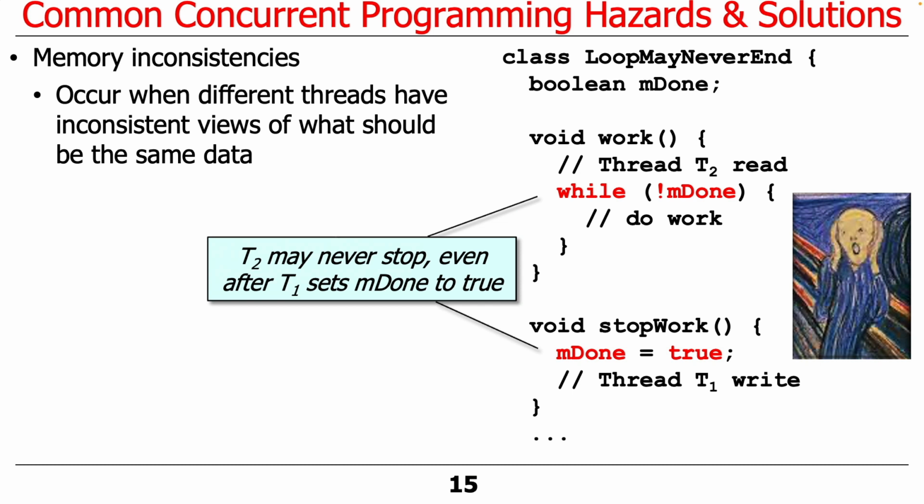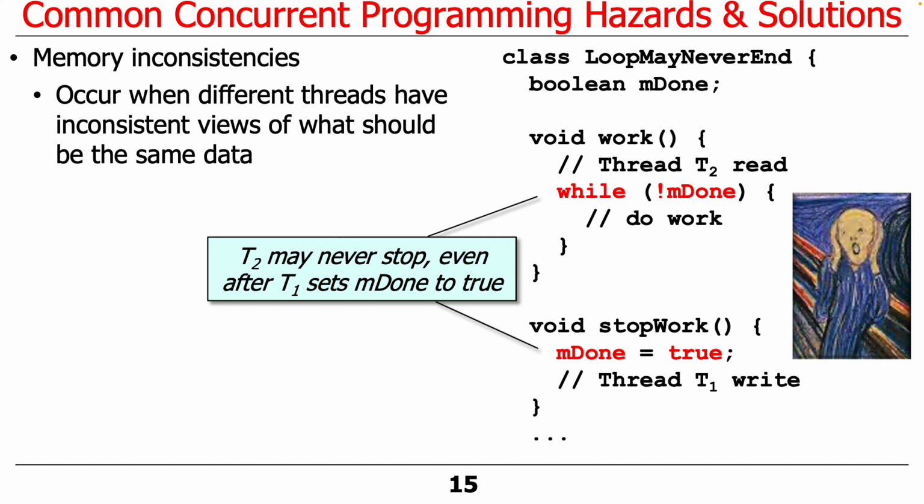So imagine that we've got two threads, thread T1 and thread T2, and imagine that they're up and running, and thread T2 is looping, doing some work, while mDone is false, because we want to keep going while we're not done, right? And so it'll just keep looping, doing work. Down here, thread T1 comes along, and it writes to mDone saying, you're done, stop. I've set you to true.